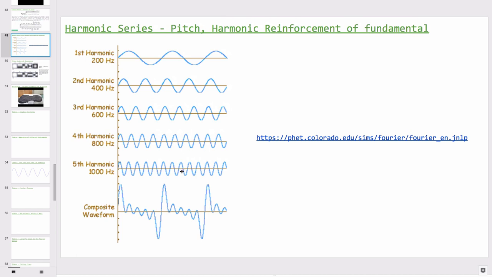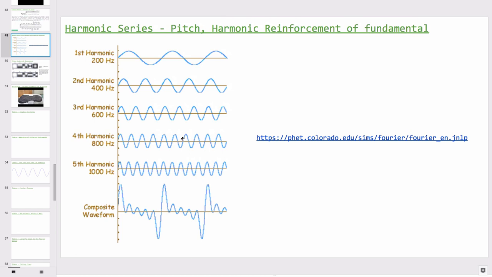So anytime you pluck a string, you're going to get this kind of composite waveform, more or less. There are other factors like density and stiffness of the string that do warp the actual harmonic series. So in actual life, there's no string instrument that's going to give us a perfect harmonic series, but more or less we get something like this. And when you pluck the string, it's going to combine all the modes of resonance into this one composite waveform as they add together.